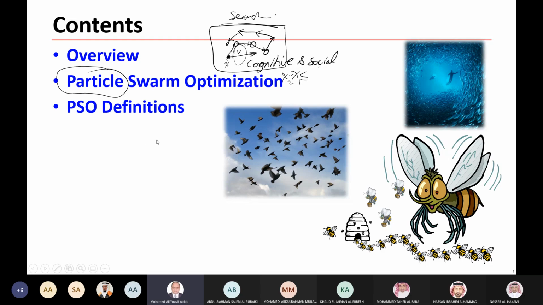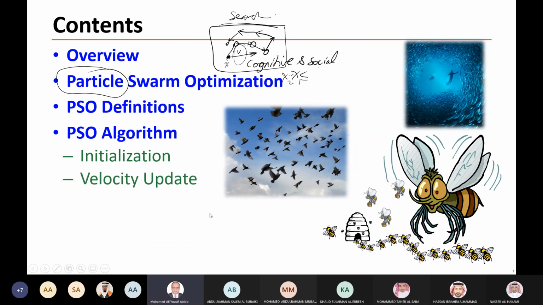We will discuss also some definitions, or we define some terms in the particle swarm or in swarm intelligence in general. And we will see the algorithm, how to proceed from the initial population, creating the offspring, and then end up with the global optimal solution.